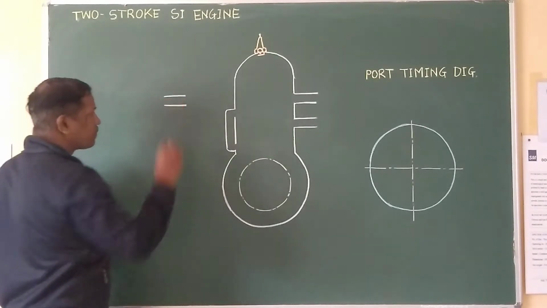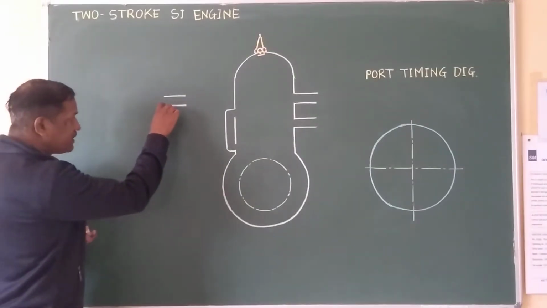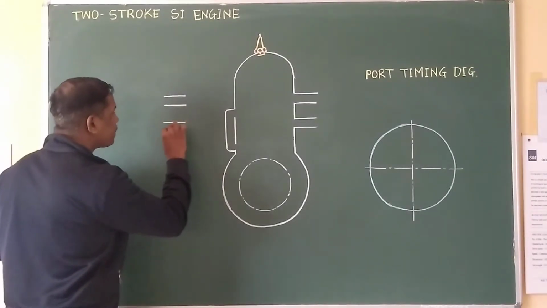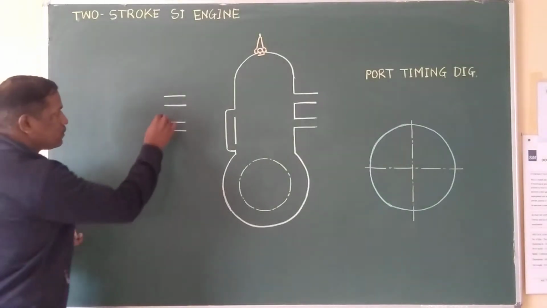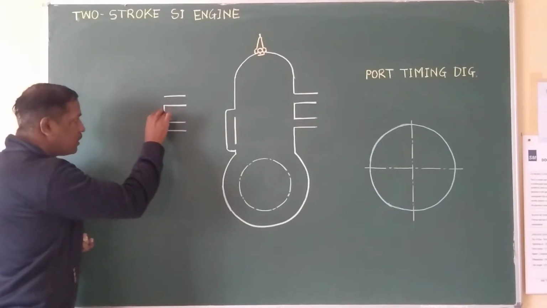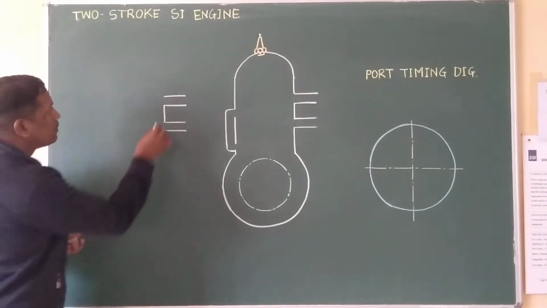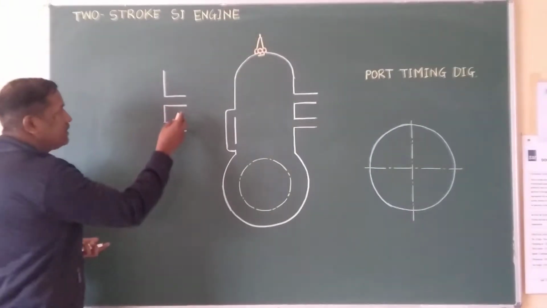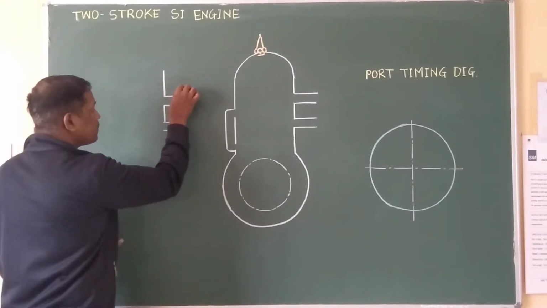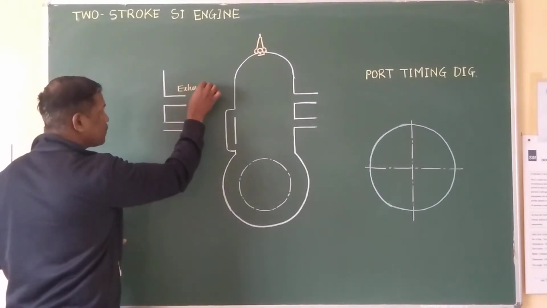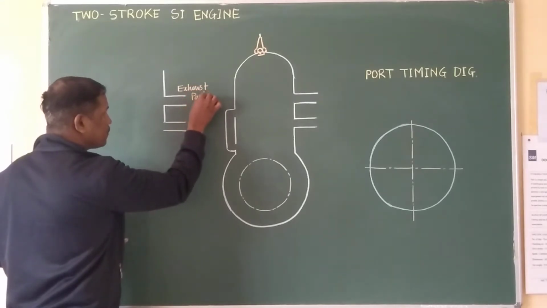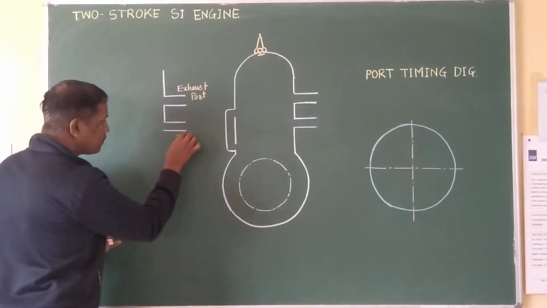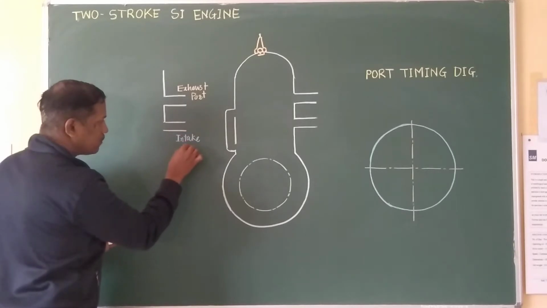Now how to draw? First of all we will draw the ports. Here I am drawing the first port. Suppose this is a drilled hole. After some distance, draw another port. So this will be a side wall. The upper port is the exhaust port, and the lower port is the intake port.